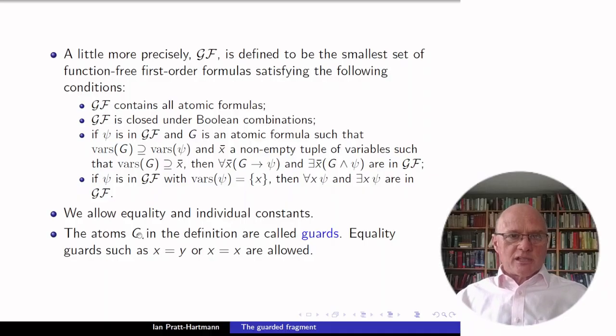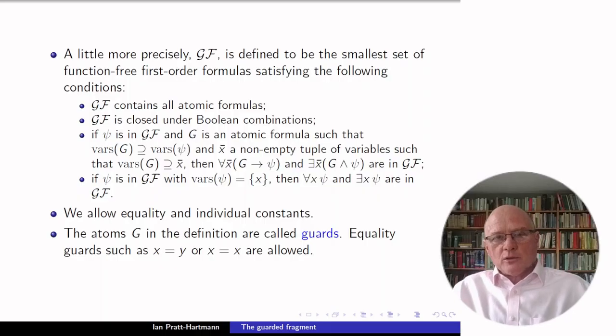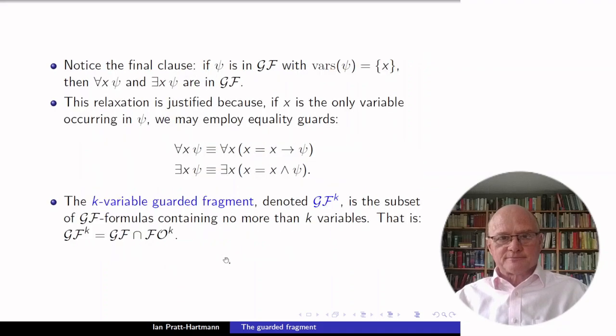The atoms G in this construction, as they appear in these formulas here, for all x bar, G implies psi, and there exists x bar, G and psi, are called guards, hence the name guarded fragment. So in the guarded fragment, all quantification, universal or existential, is relativized by atomic guards. We do allow equality as a guard. So we can have guards of the form x equals y, or even x equals x if we like.